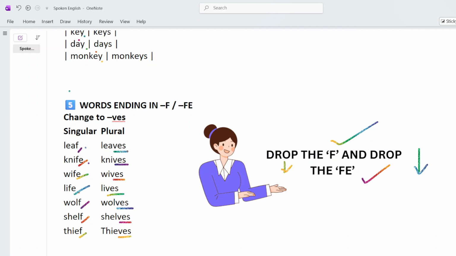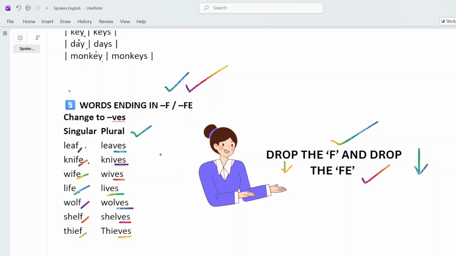Leaf, leaves. Knife, knives. Wife, wives. Life, lives. Wolf, wolves. Shelf, shelves. Thief, thieves. Okay? So, this is something that we really need to understand: when words are ending with F and FE, we have to drop them and add VES instead of F and FE to make them plural.